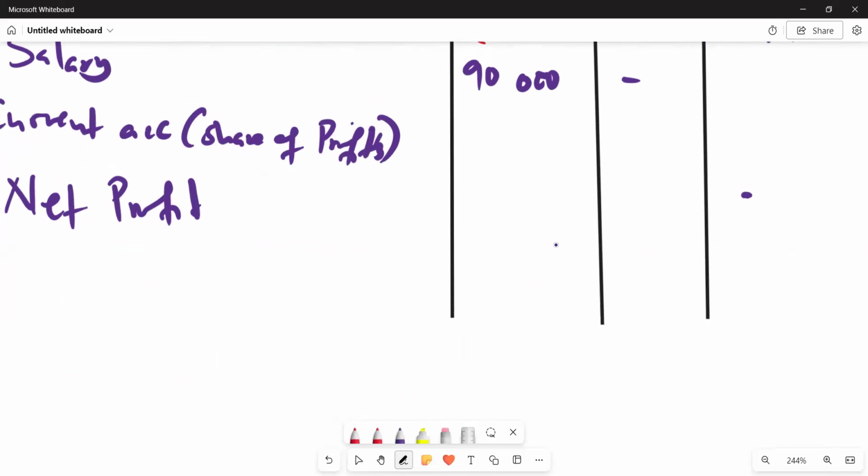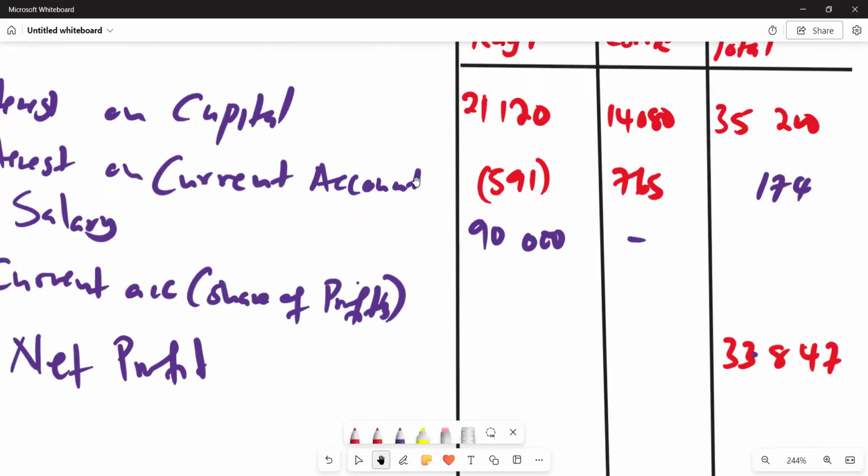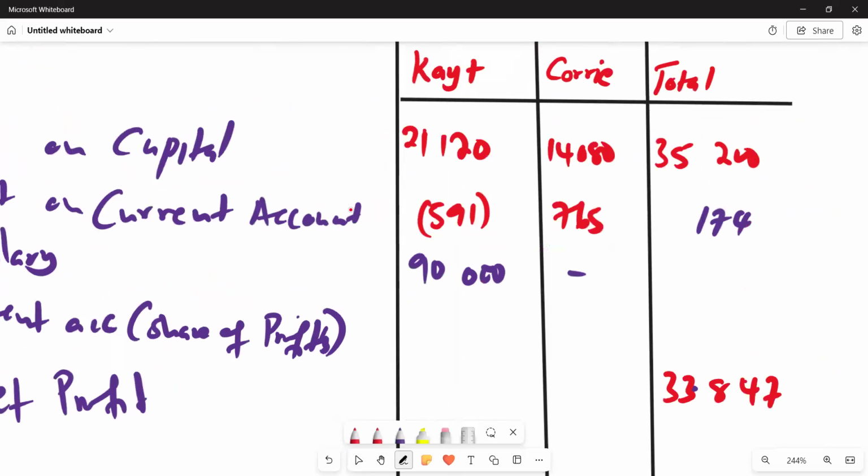And then here we're saying 33,847. So we are going to calculate the figure that we are going to share for profits from this figure. How are we going to calculate it? We are going to subtract all the appropriations and aids where necessary, and then we get the net figure that is supposed to be shared as our share of profit. So if you come here, you'll see that we have our 90,000, which we are supposed to put here as a positive.